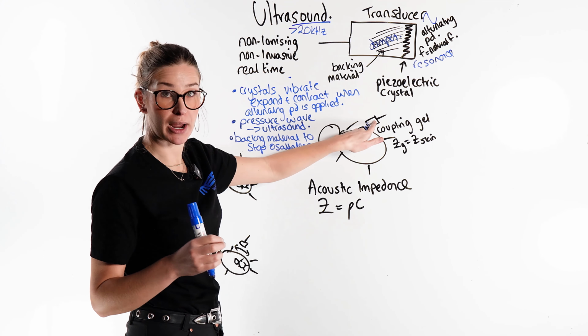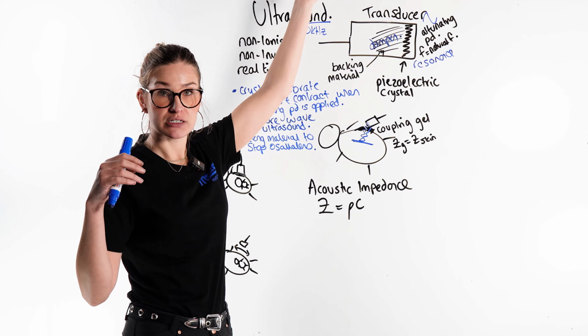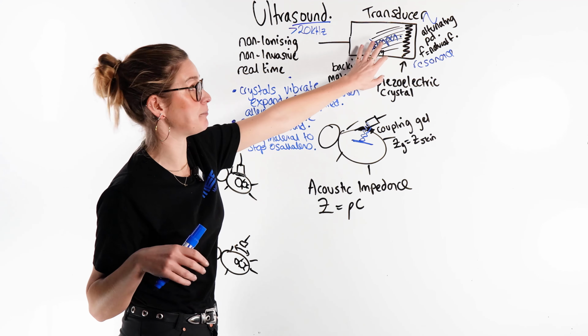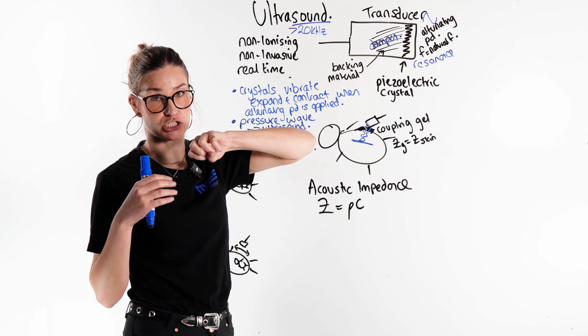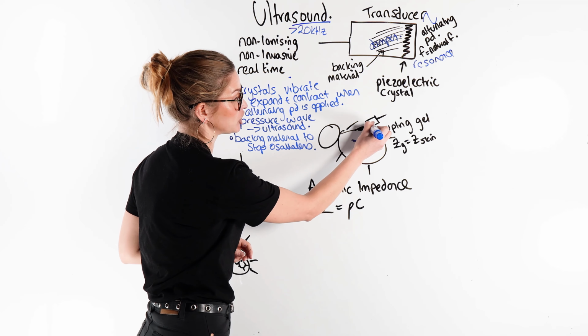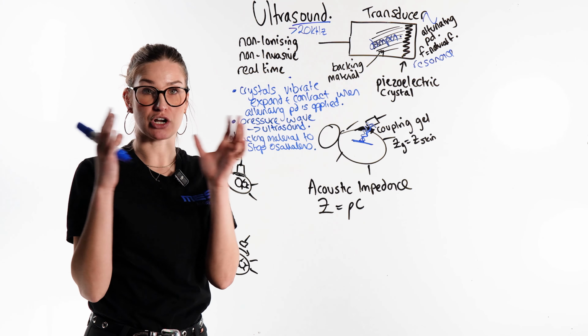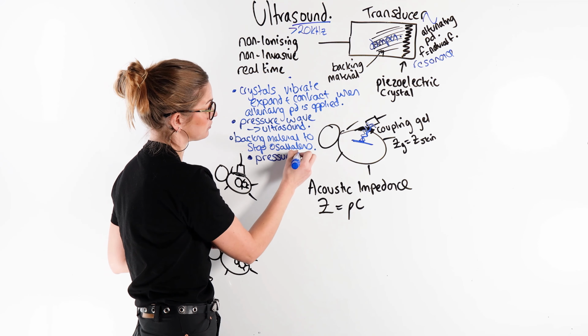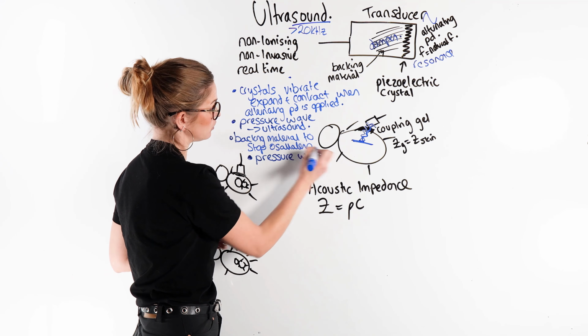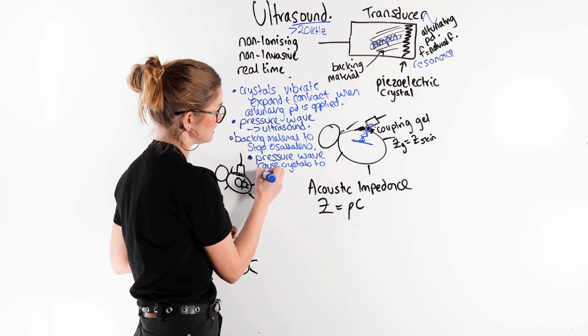So again, we have an alternating potential difference. They're going to expand and contract, and we're going to emit that pressure wave. Then we remove that alternating potential difference and make sure that they get dampened. The oscillations stop so it can act as a receiver. So when that ultrasound wave, that pressure wave, comes back, it's going to cause the crystals to start vibrating again, to expand and contract.